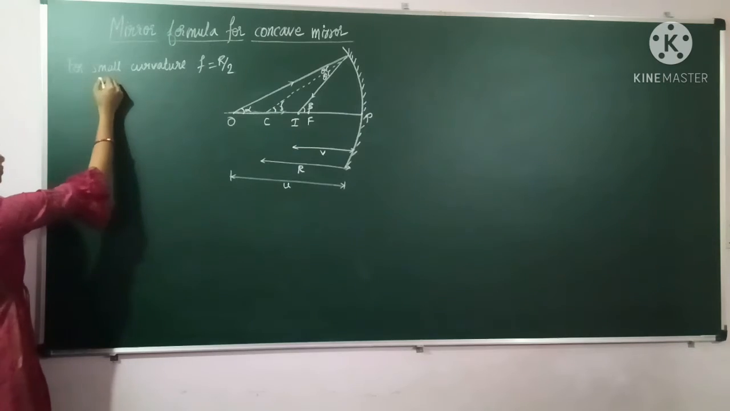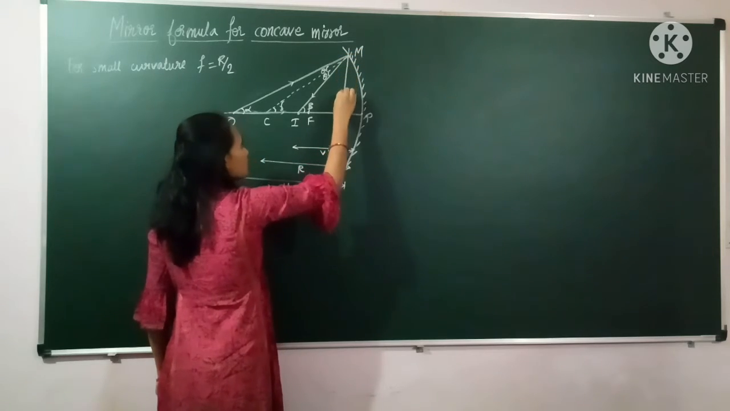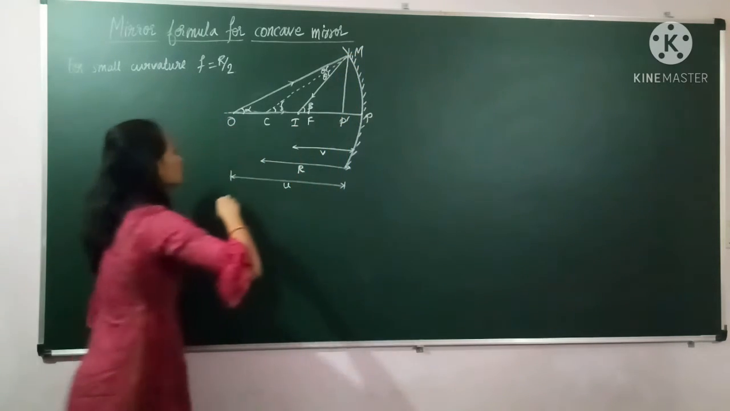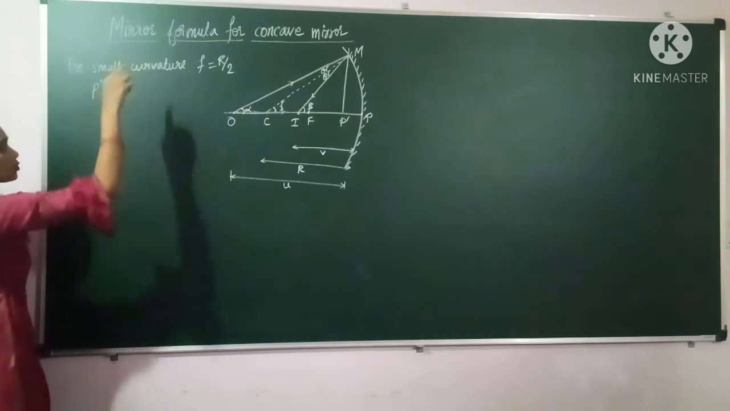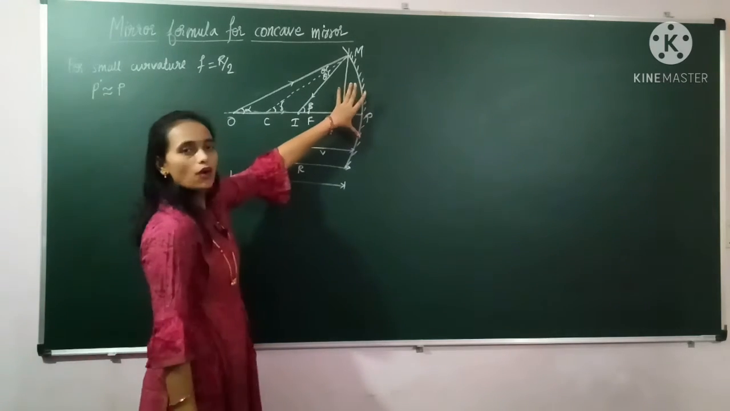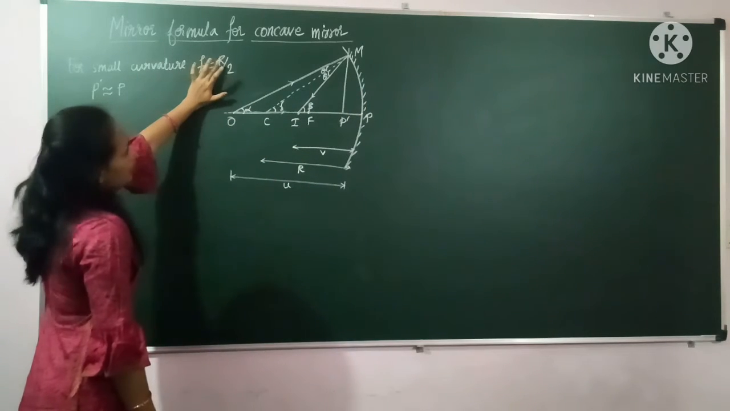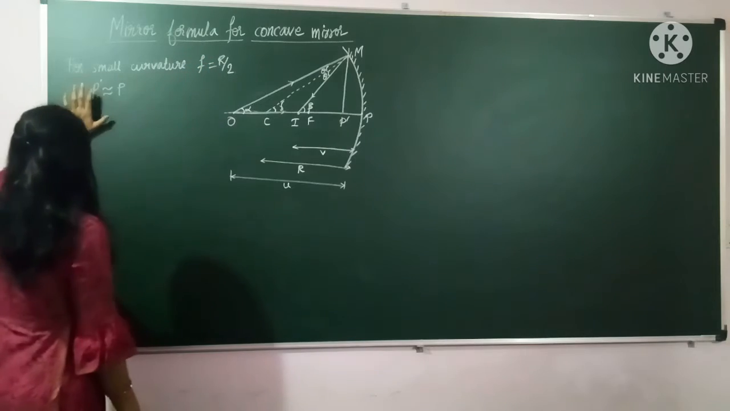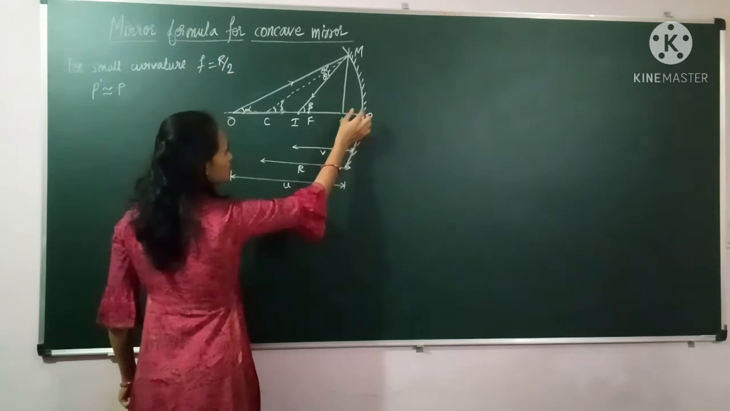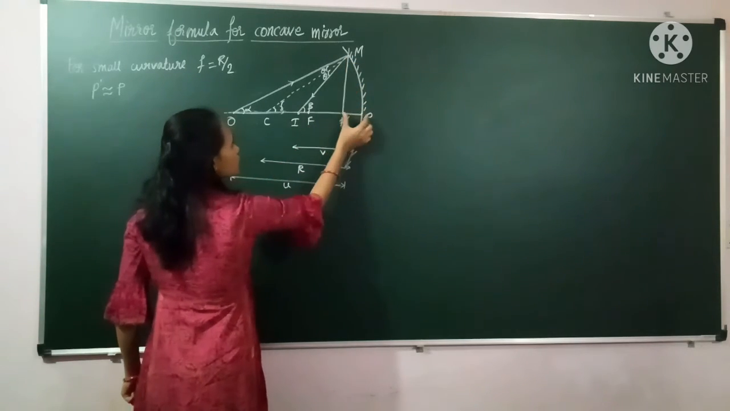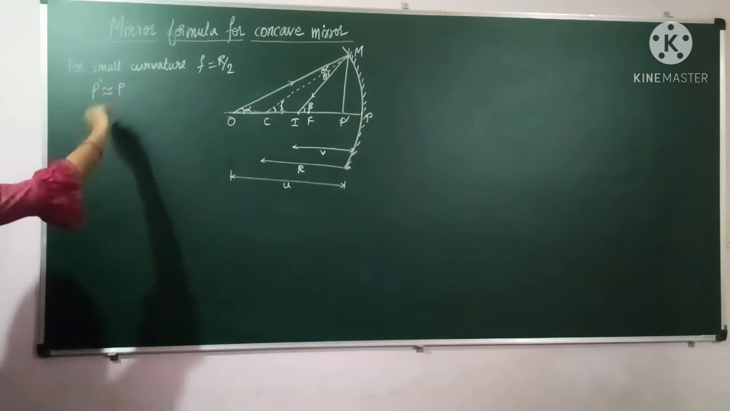And next, see here, this point we will take as M, and from this we will draw one perpendicular line, and here we will take it as P dash. So P dash is equivalent to P for small curvature, meaning if we are using a mirror of very small curvature, where the focal length is half of the radius of curvature, then P dash is equivalent to P. These two points are at a very small distance, meaning this line and this line are both equal. For that reason, these two points are considered to be nearly equal. So here P dash is equivalent to P.